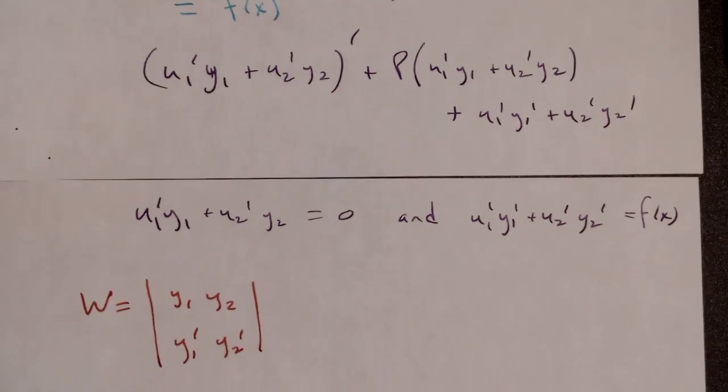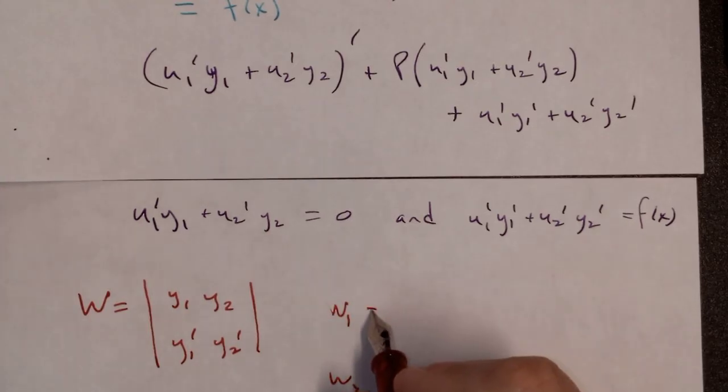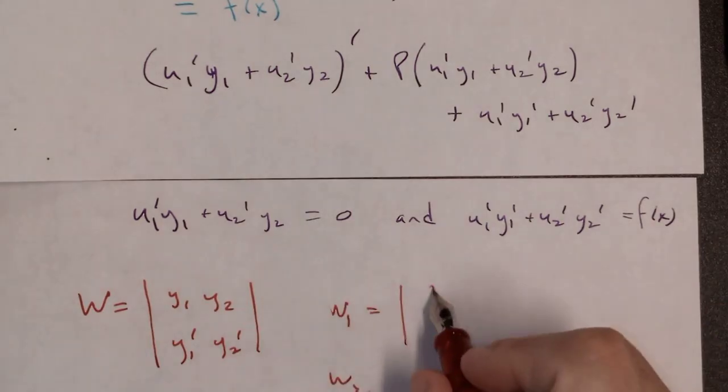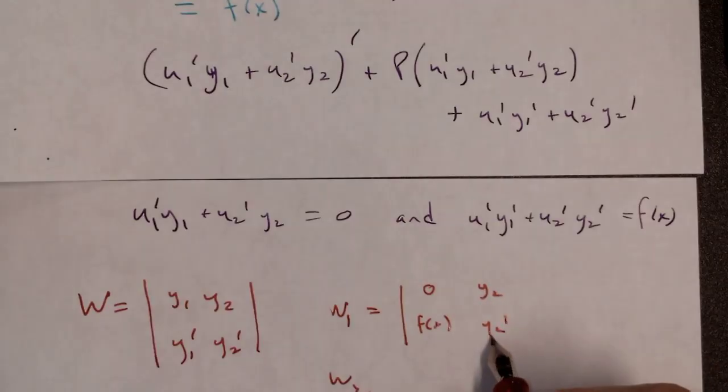Here's my Wronskian. The Wronskian of y1 and y2. If I think of the y1 and the y2, then the coefficients of my equations get replaced by the column made out of the other side. So I need two other matrices. I'm going to call them W1 and W2. In W1, we replace the first column with a 0 and an f of x. And in W2, we replace the second column.